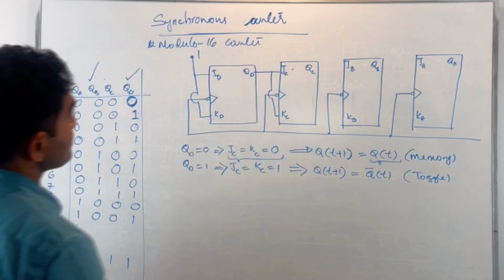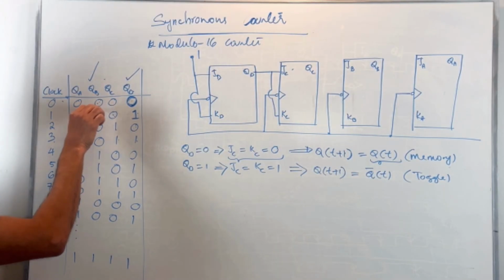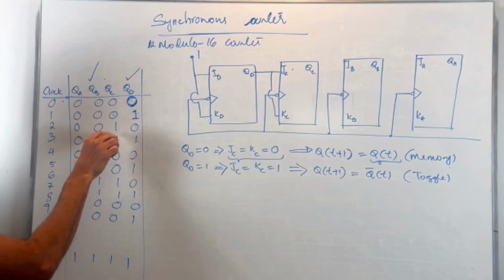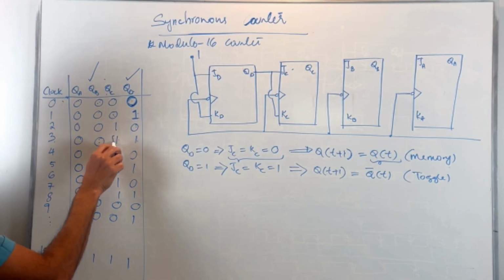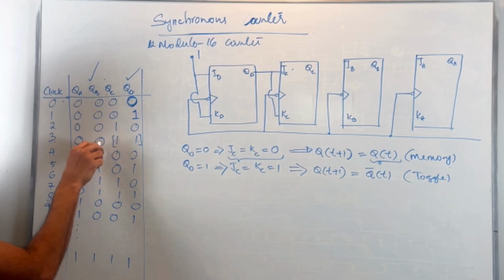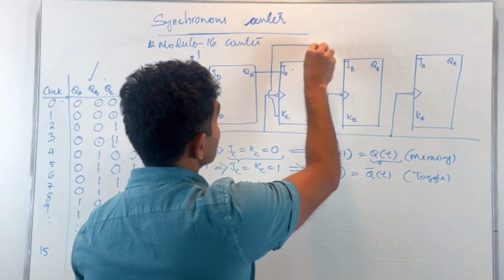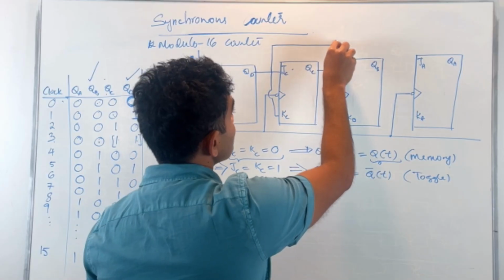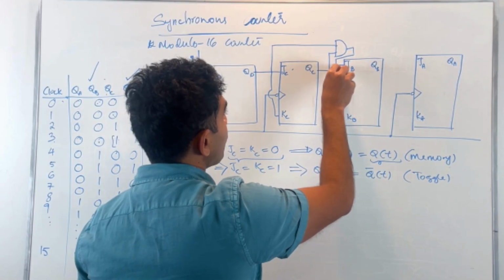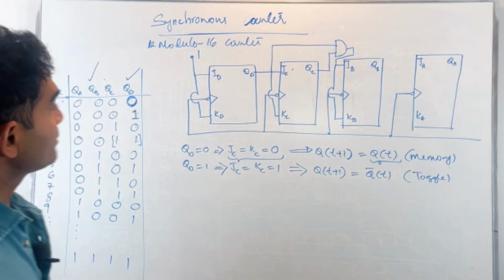Okay, AND gates, right? For QB, I want this to be in the memory state for these many clock cycles, and then only when my QC and QD are both ones, I want to toggle QB. So in other words, if I apply QC and QD through an AND gate, and apply this as my inputs to both JB and KB, then I should get that behavior, right?